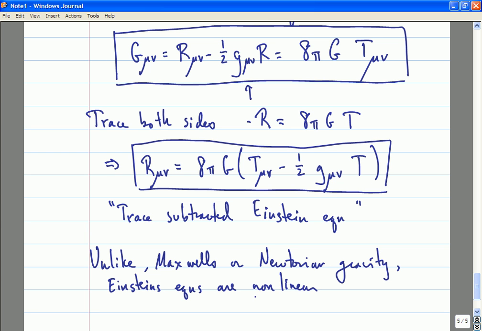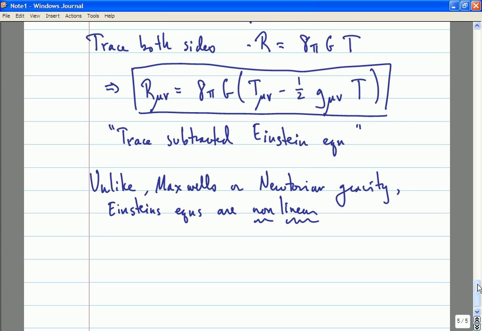So, why are they nonlinear? Well, just schematically, the left-hand side of Einstein's equations involve the Ricci tensor and hence the Riemann tensor. And what does the Riemann tensor involve? Well, there are some terms involving first derivatives of the Christoffel symbols, which are second derivatives of the metric.